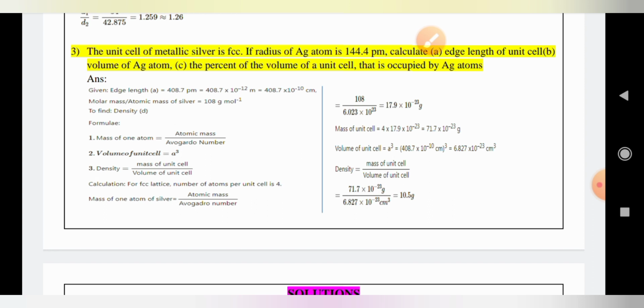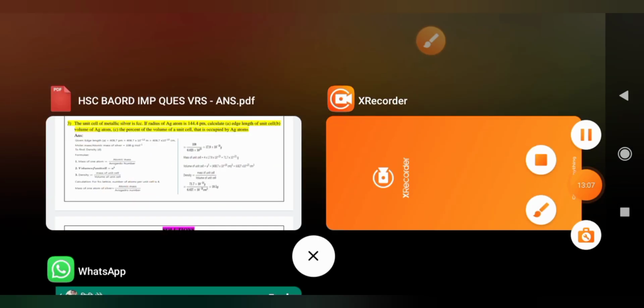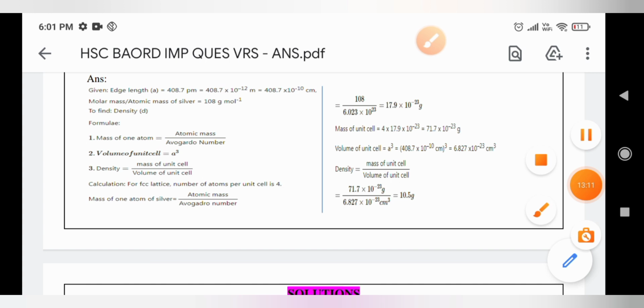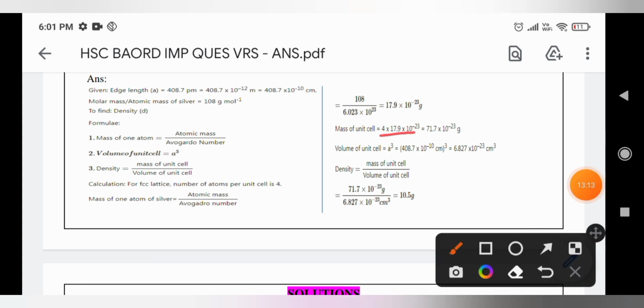So this will be 17.9. Mass of unit cell we have to calculate. So this crystal is FCC. So there are 4 atoms present in FCC. So 4 multiplied by this is your answer. So your mass of unit cell is 71 into 10⁻²³ gram. So volume we have to calculate. Volume is a cube.